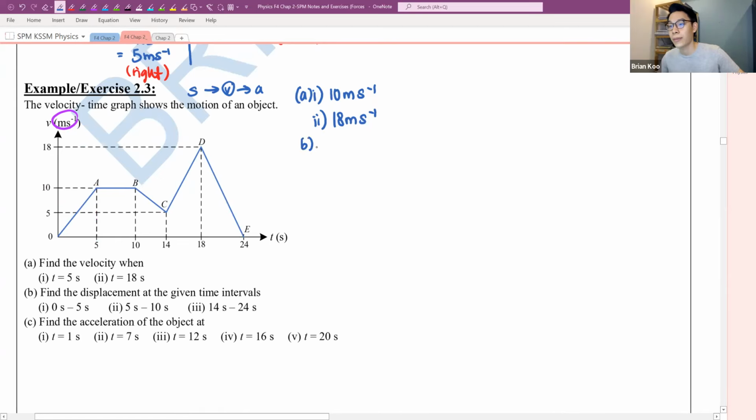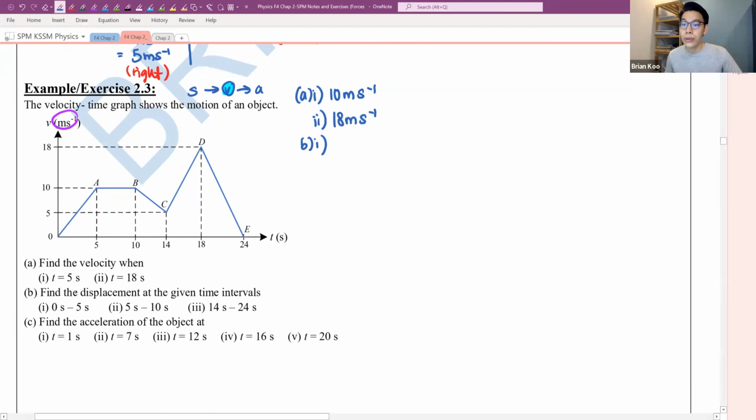Part B. Find the displacement at the given time intervals, from 0 to 5 seconds. Yes, very good, Justin said it's the area under the graph. How do I know? Because I'm always looking at here: I circled the one that I have and I'm moving backwards, so I find the area.